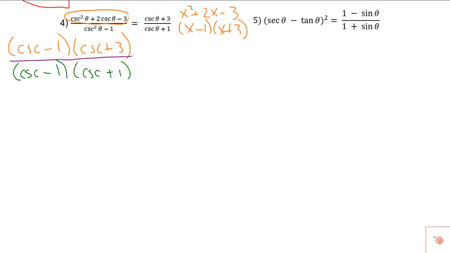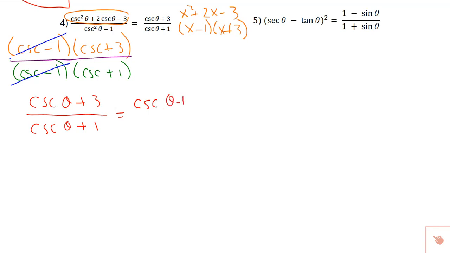Continuing with algebra, because there's still more we can do, I see that this can cross off with this because they're being multiplied and divided, which cancel each other out. And without even having to use any identities, I have verified this. Cosecant theta plus 3 over cosecant theta plus 1 does equal the original right side. And we go ahead and put a check mark on it.